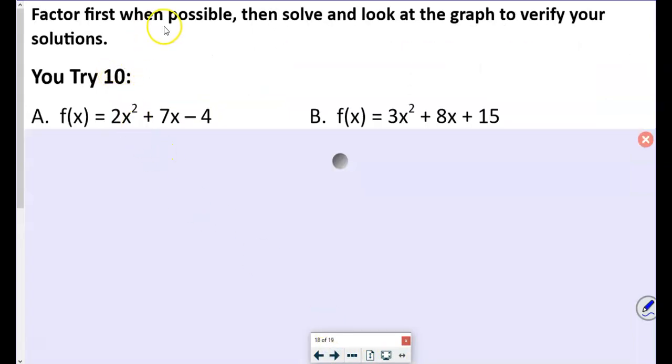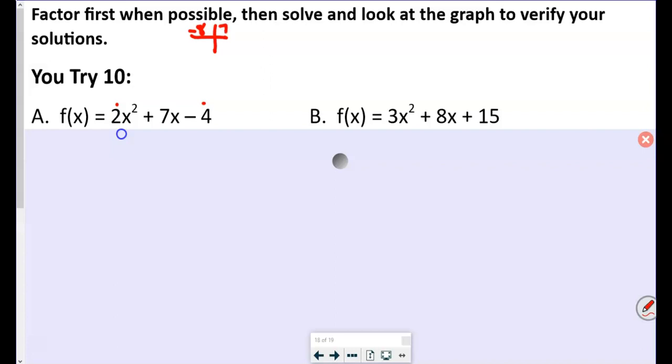The next one, same thing. Factor first when possible, then solve and look at the graph to verify your solutions. Okay, so can we factor this one? We can use bottoms up, right? So we're going to multiply the first two. I guess I can't write on that yet, so I'm going to do it above. Okay, so we're going to get -8, right? So we're going to look for the factors of -8 because we're going to multiply a times c that add up to be 7.